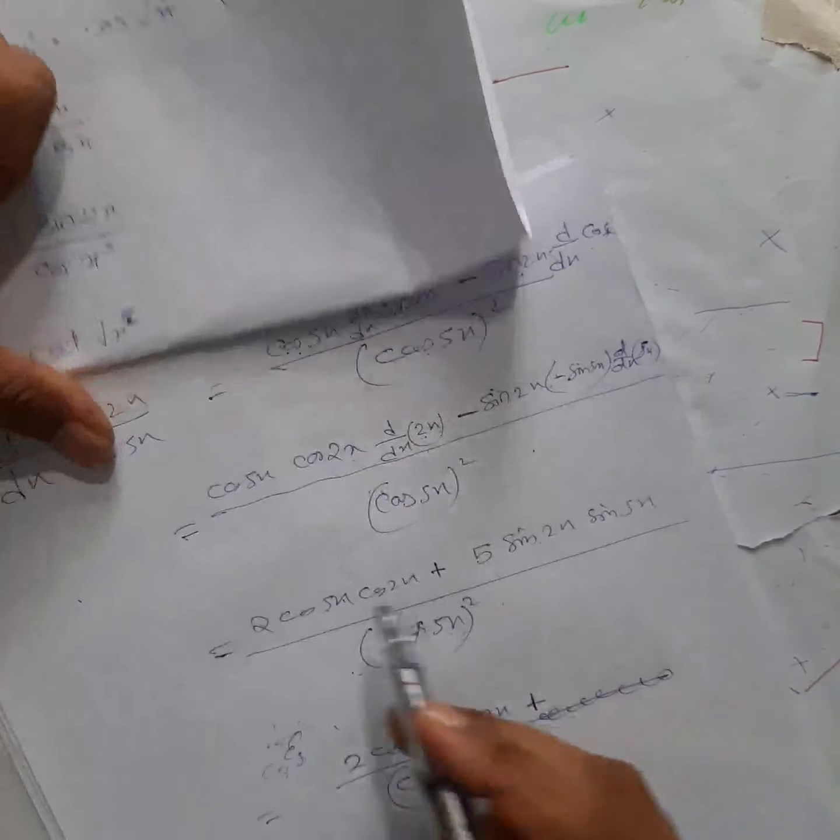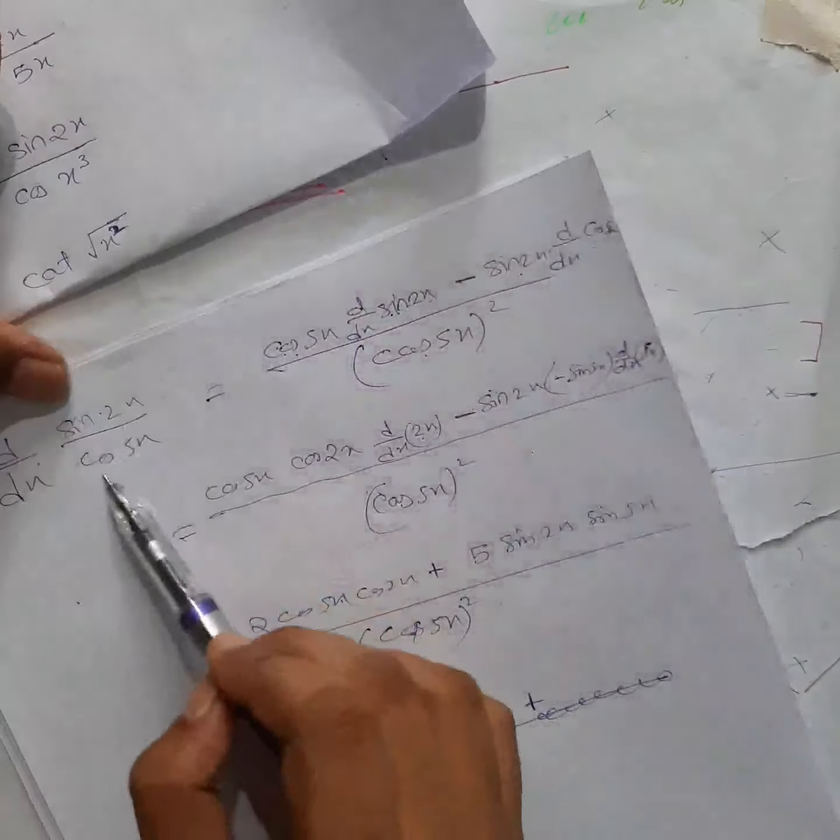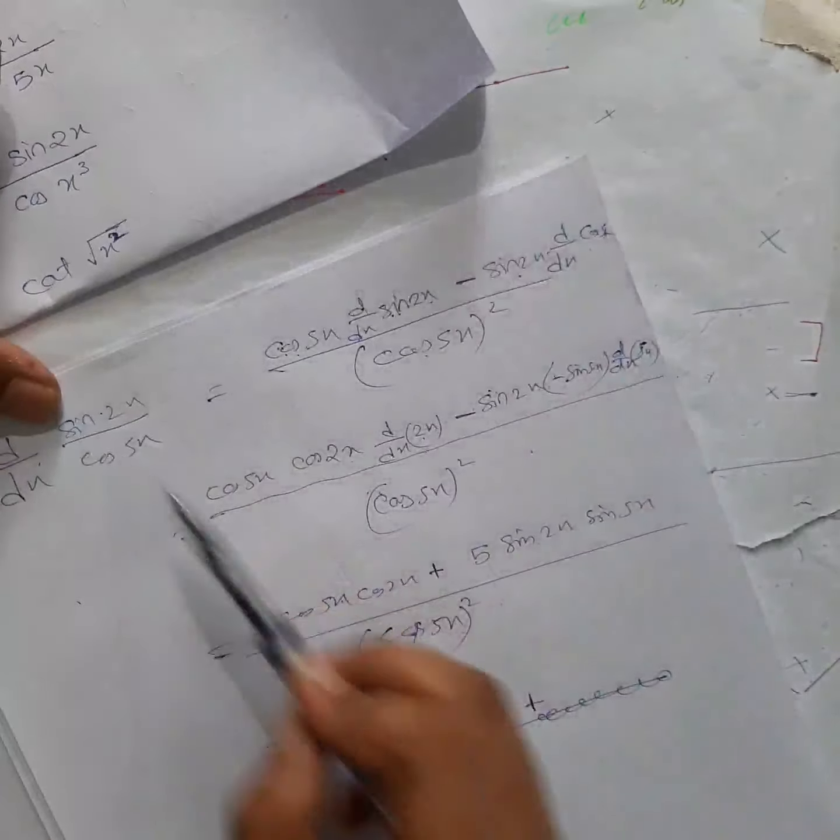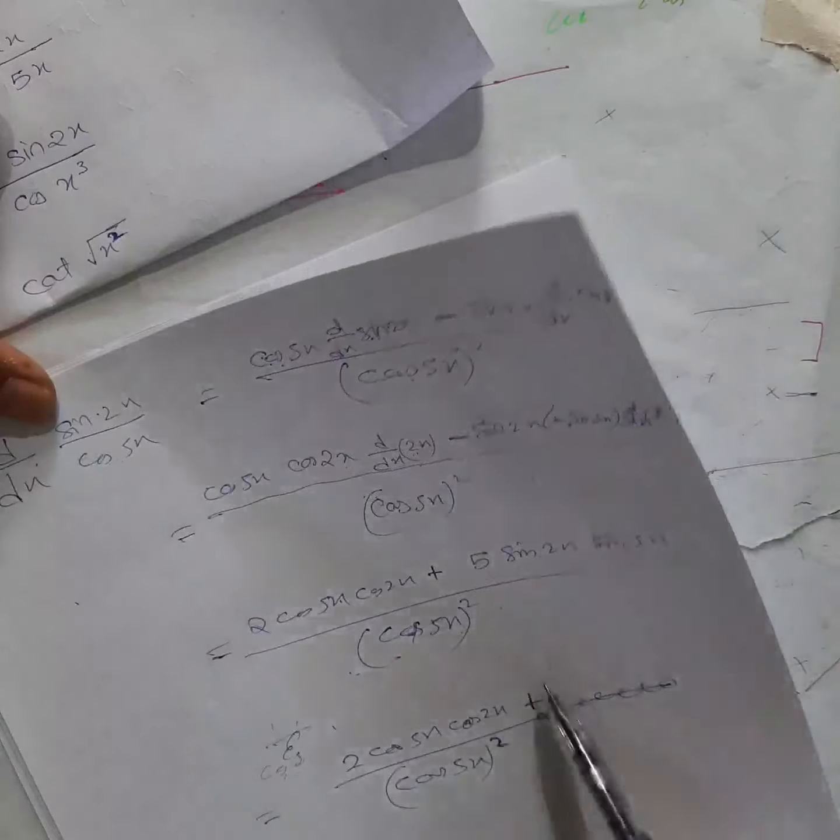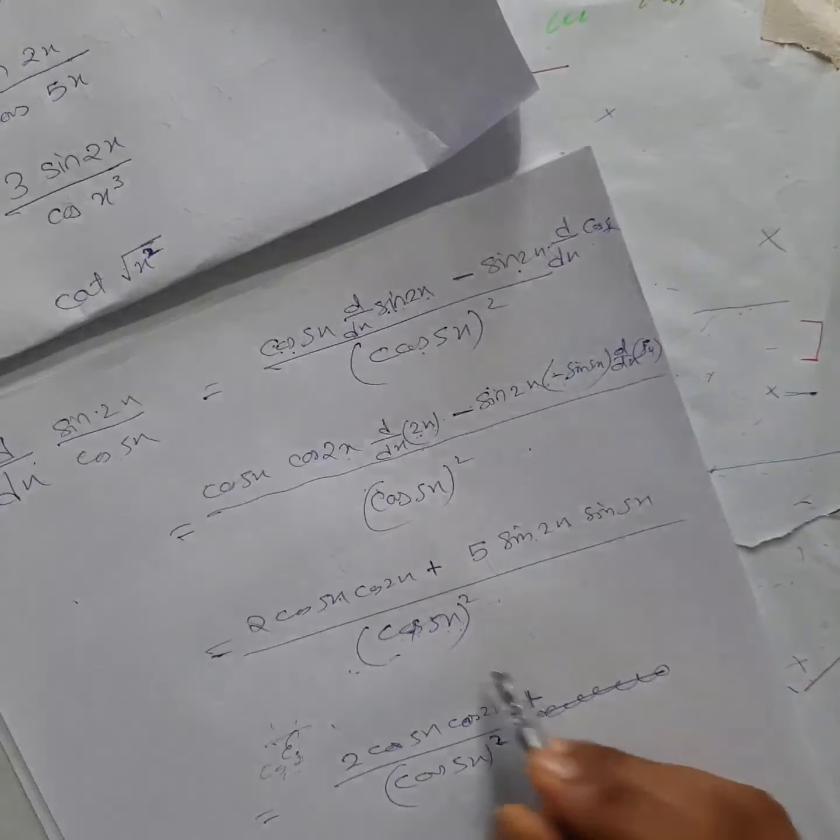Okay, because this is not a proof we are doing. We are just trying to find out the differentiation of this function. So the differentiation of this function is this one only. But if you can simplify, always go for it. So this one also you can simplify.